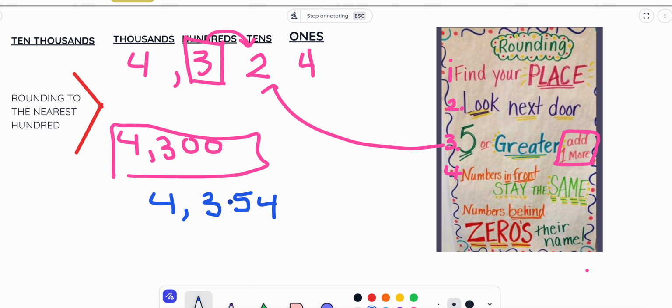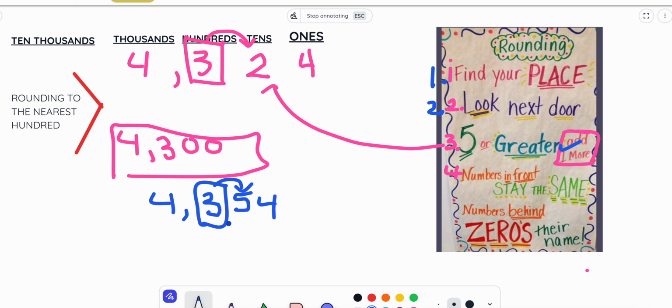All right, so I'm going to find my place, my hundreds place once again, right? We're rounding to the nearest hundreds, so I found my place. Step one is done. I'm going to look next door. Remember, when I say look next door, you look at the number behind it, right? Done. Now I'm going to ask myself, is this number that I'm looking at next door, is it 5 or greater? Well, this is a 5, so that means I do need to add one more.